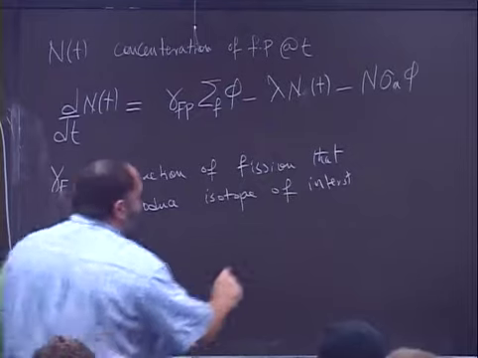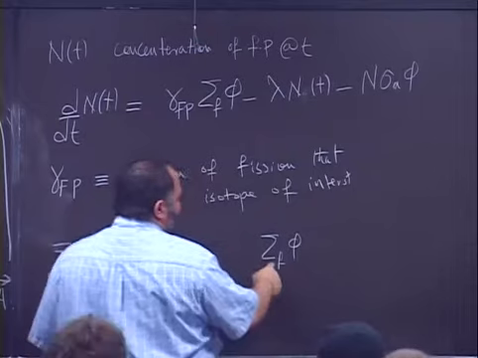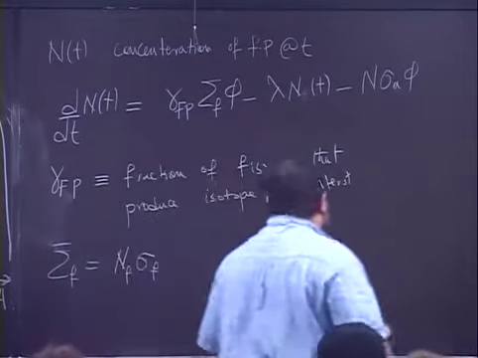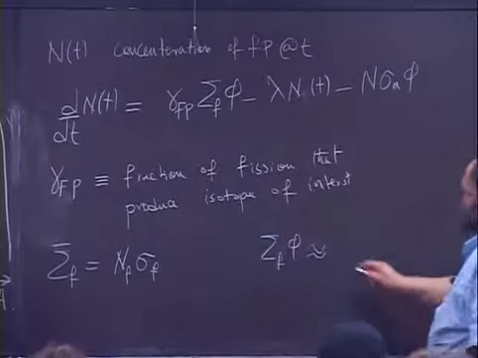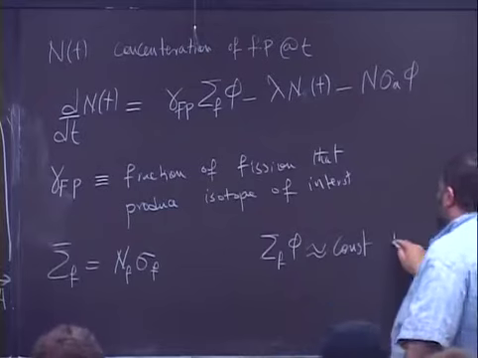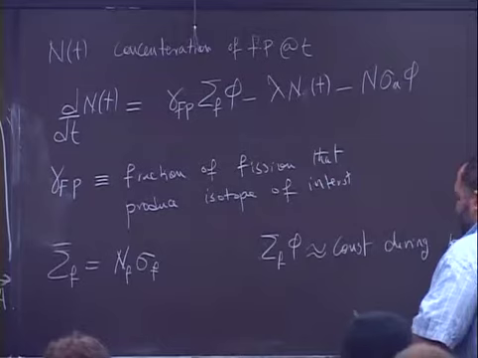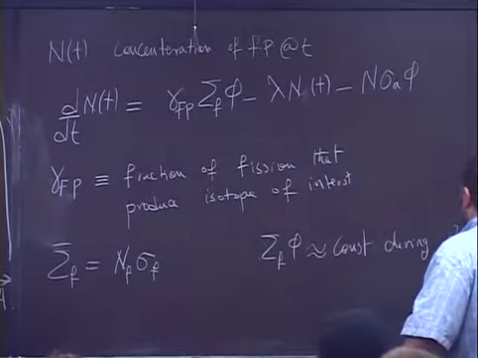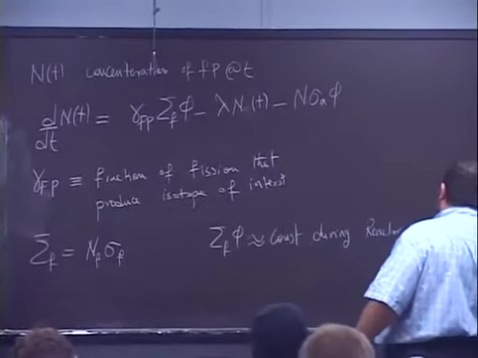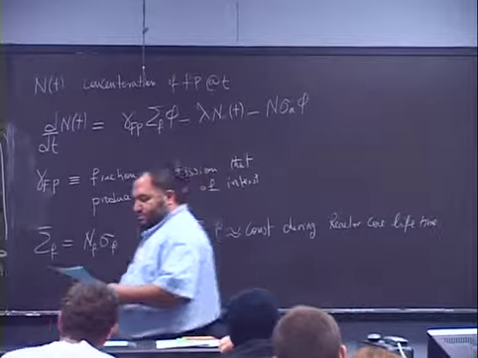And usually during the reactor lifetime, sigma fission phi, the total number of fissions, if you are running on a constant power or something like this, will be constant during the reactor core lifetime. Again, if you are running on a constant power or so.